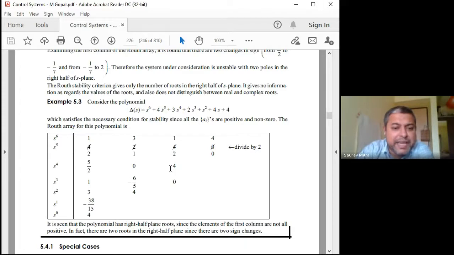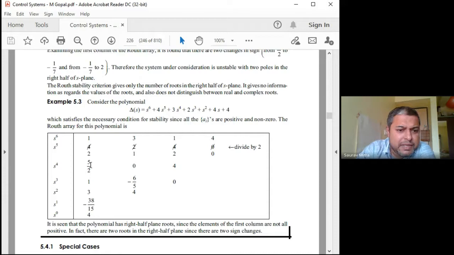That means this is 5. 5 minus 8, that means minus 3. So this is 5 by 2 into 2, this is 5, minus 2 into 4. So 5 minus 8, that should be minus 3 by 2. So some negative thing should come here. So here it is actually happening. So 5 by 2 multiplied by 2, this is 5 minus 2 into 4, that is 5 minus 8, divided by 5 by 2.